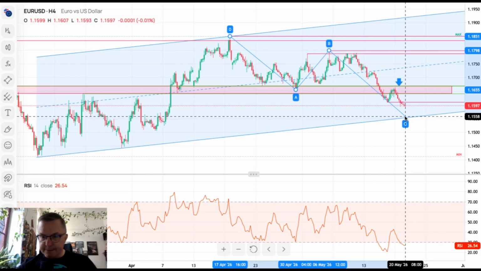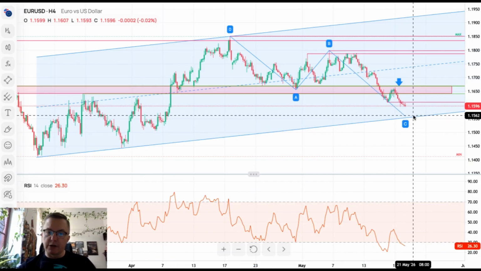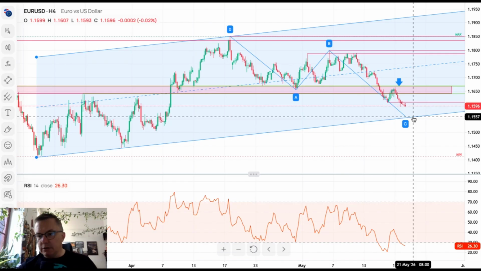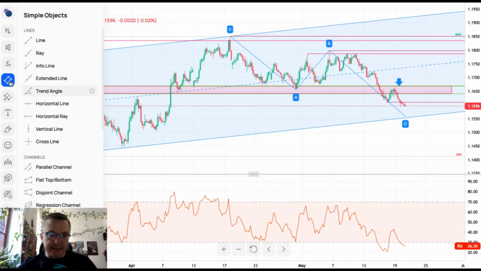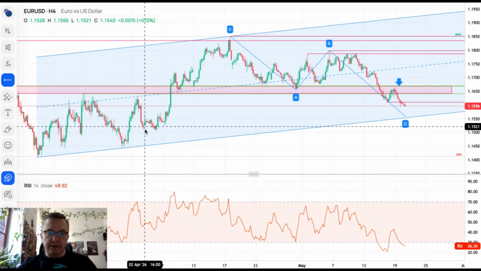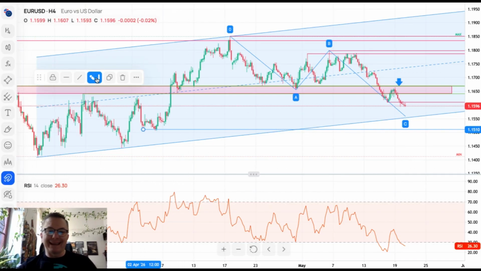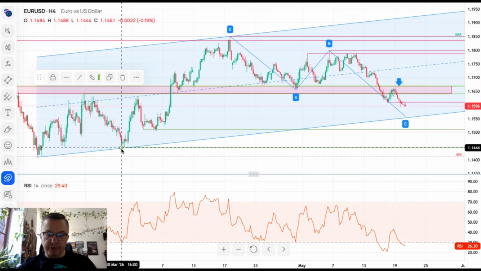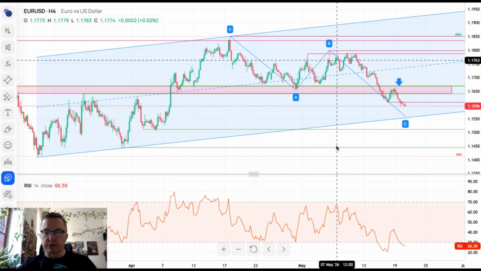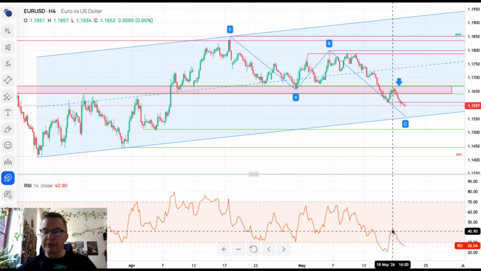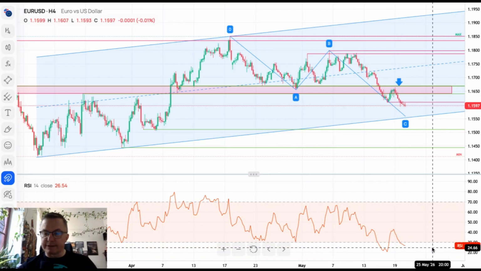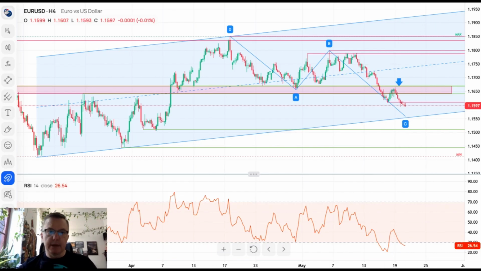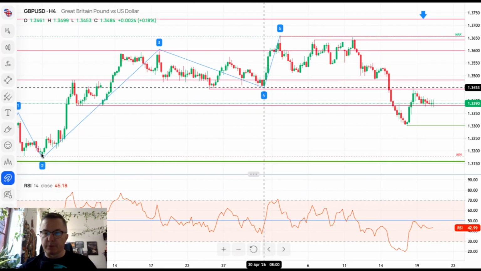My next level is located roughly around the lower channel line. It will be 1.1550, 1.1560. Nevertheless, the technical support is still located roughly around 1.1510. This is weak technical support. There's one more weak technical support located at 1.1444, low from the last day of March 2026. Momentum is weak. Momentum is negative, only 26 points. Big pressure on euro across the board.